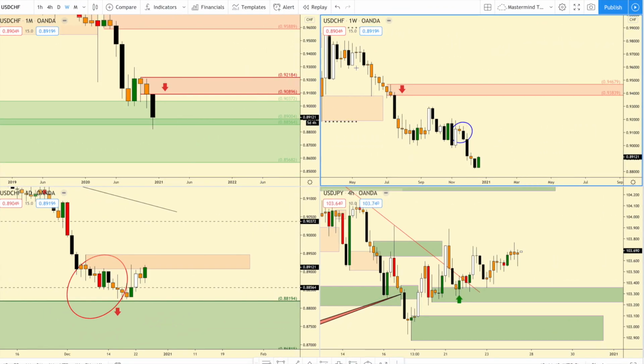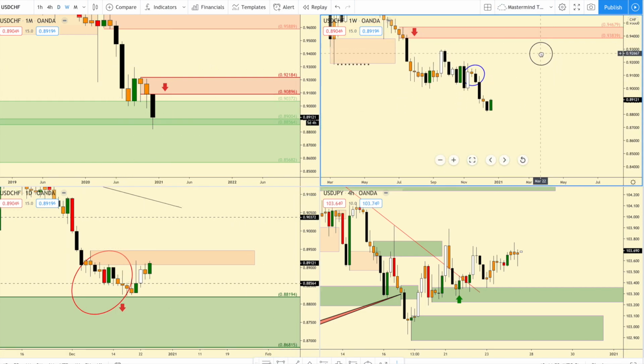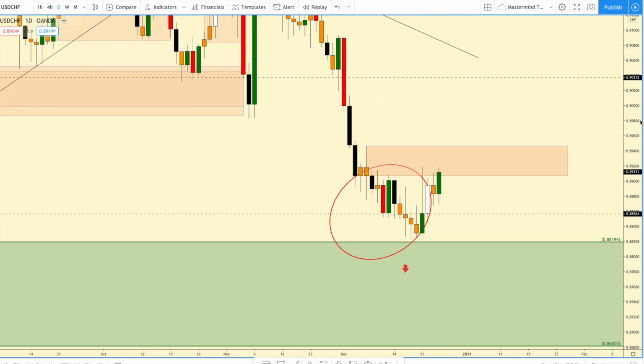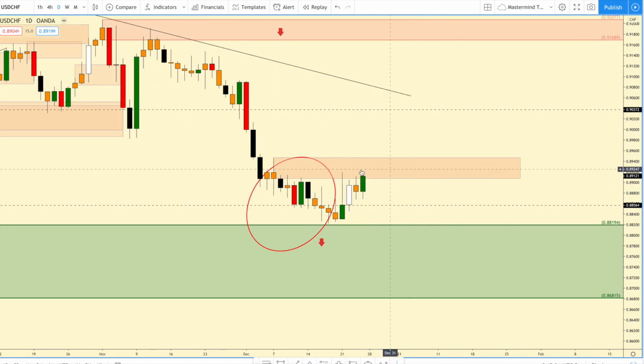USD Swiss, my monthly and weekly are obviously trending down. As far as the weekly goes, there's really not much significant demand down below. If you look at the daily time frame, we've seen a nice reaction off of this. Barely touched it, but I would call that a reaction. And right now we are reacting off of this.